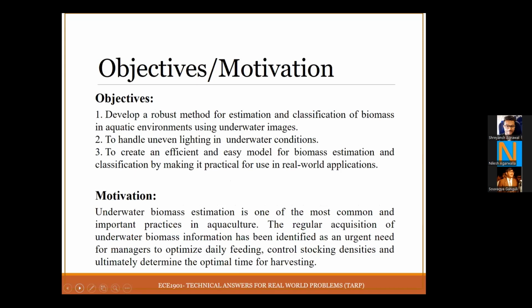Now, our objective is to develop a robust method for classifying biomass using underwater images. It should be able to handle variations in lighting and water conditions. It should also be efficient and easy to implement so that it can be used practically in the real world. Now, the motivation behind this is that fish biomass estimation is really important in aquaculture, and this information is crucial to optimize daily harvesting and determining optimal harvesting time.